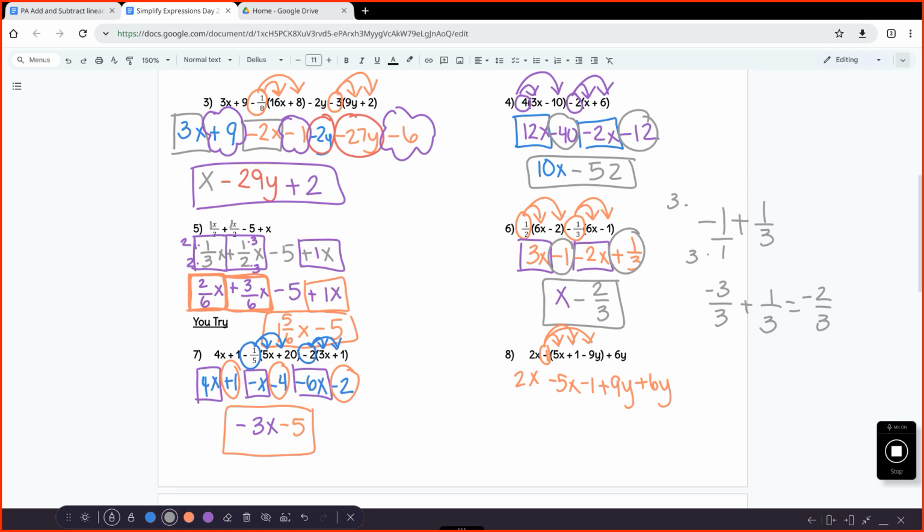All right, and now we're going to combine our like terms. So I've got a 2x plus a negative 5x, and that gets me negative 3x. I have 9y, positive 9y plus 6y, and that gets me 15y. And then I have this last piece here, which is negative 1, and that you can't combine with anything else.